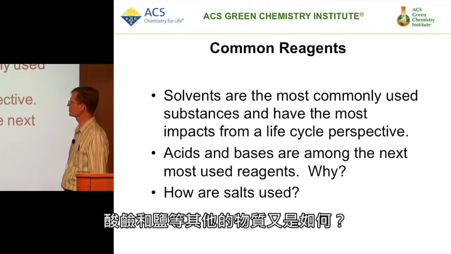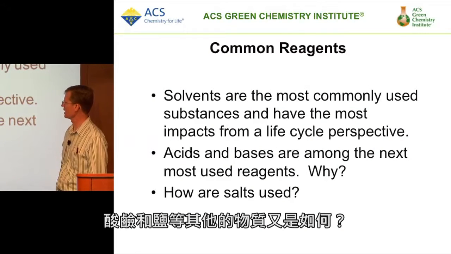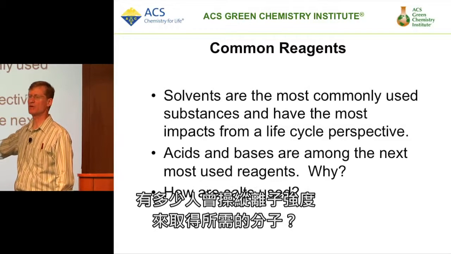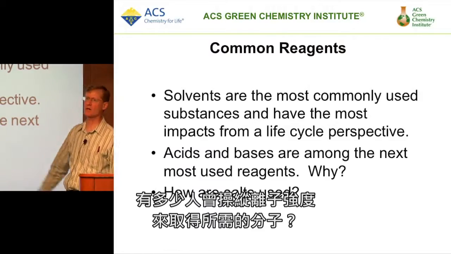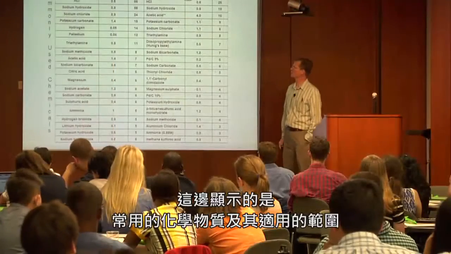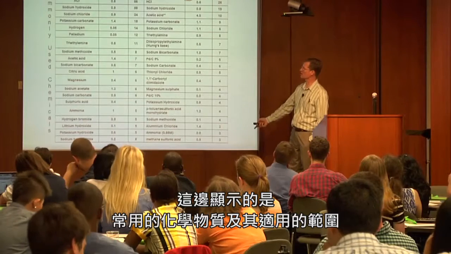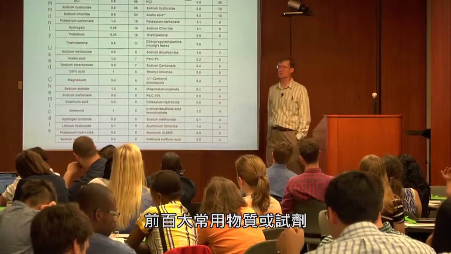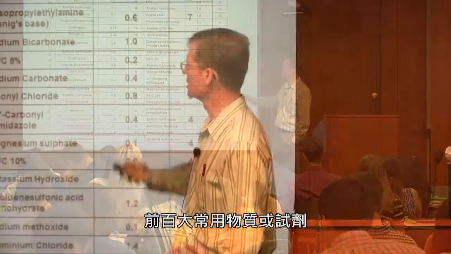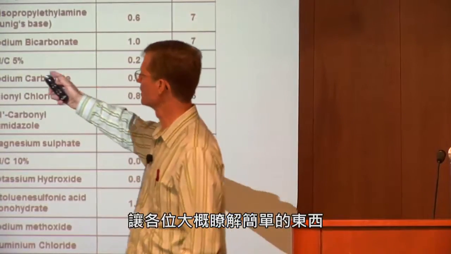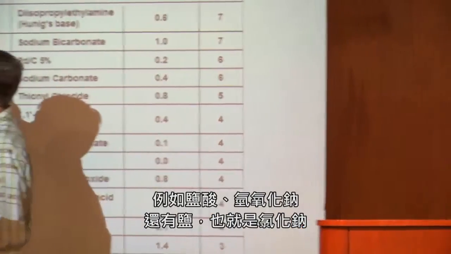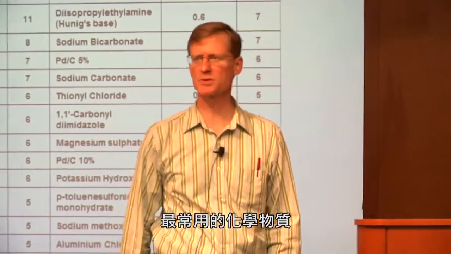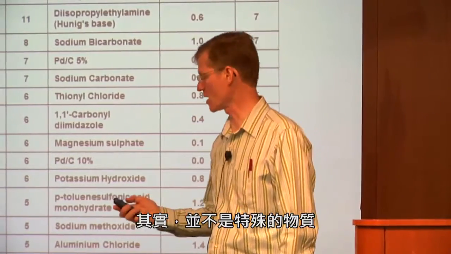So what about all these other things like acids and bases and salts? How many of you salt out something? How many of you play with ionic strength to get the molecule that you want? And what this is showing you here is common chemicals and the extent to which they're used. Again, top 100 materials or reagents that were used. Just to give you an idea, again, simple things like hydrochloric acid, sodium hydroxide, and salt, sodium chloride, top used chemicals. All right? They aren't exotic materials.